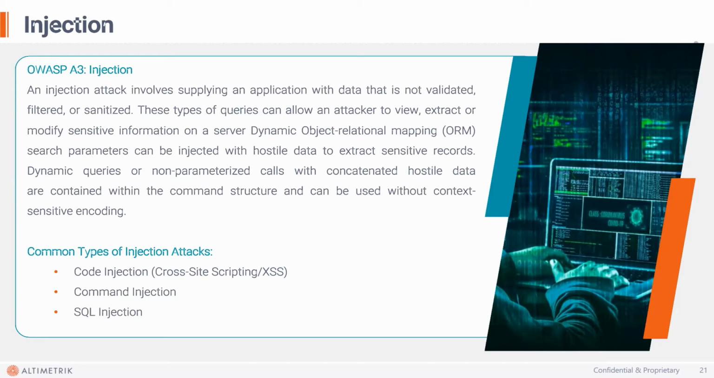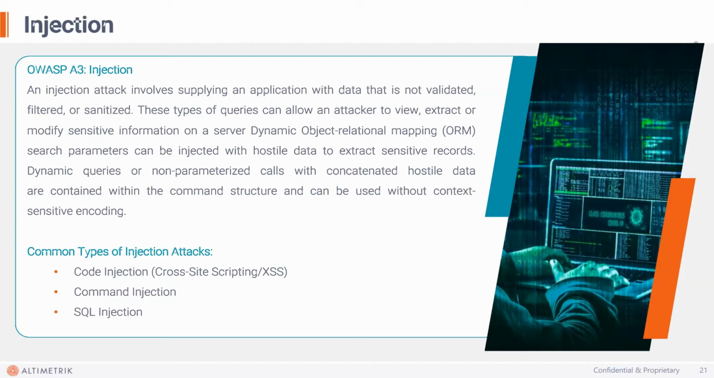Dynamic queries or non-parameterized calls with concatenated hostile data are contained within the command structure and can be used without context-sensitive encoding. So this is probably one of my favorite vulnerabilities to find. In fact, you can find injection points for this in 90% of applications. The three most common injection attacks are code injection, that's cross-site scripting or XSS, command injection, and SQL injection.